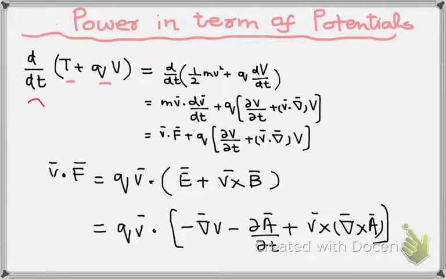We have just taken the time derivative of total energy, which is equal to power in classical mechanics. Now put the value of T equal to half mv square plus q, plus q into dV over dt. We just take the derivative of potential.